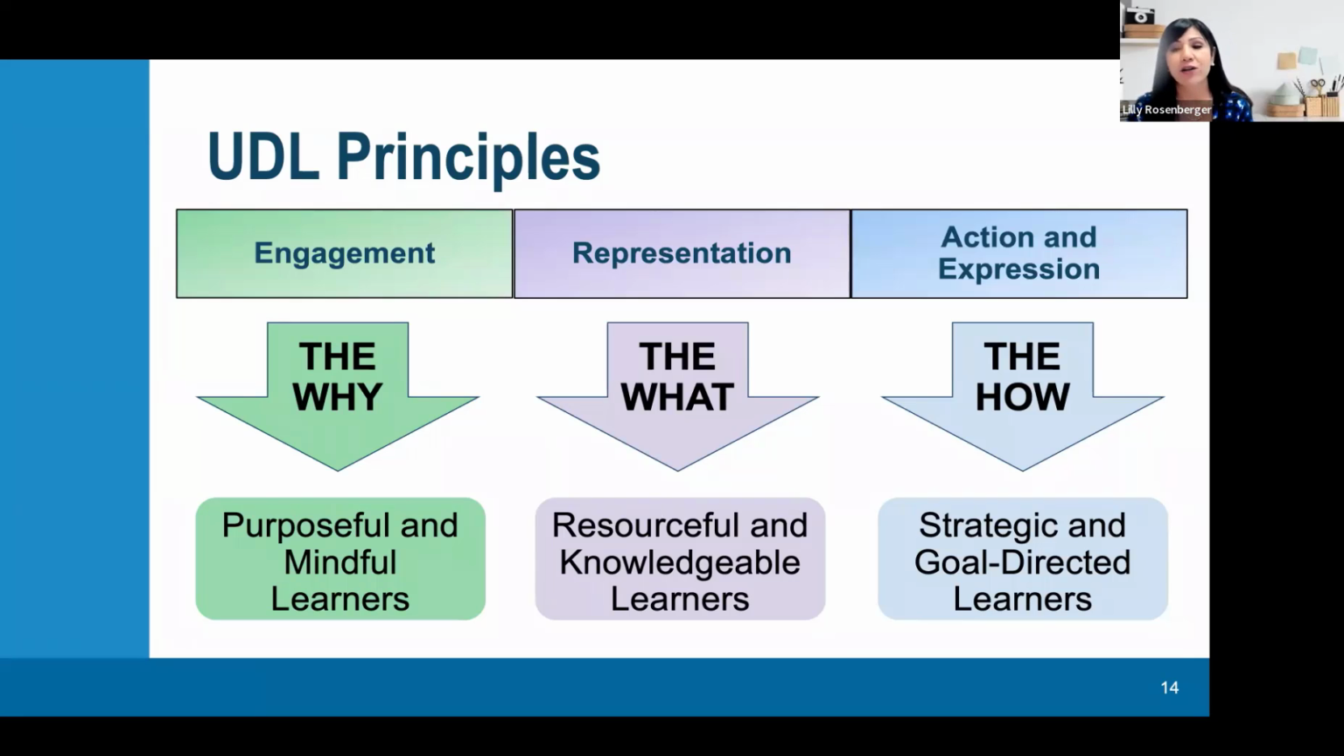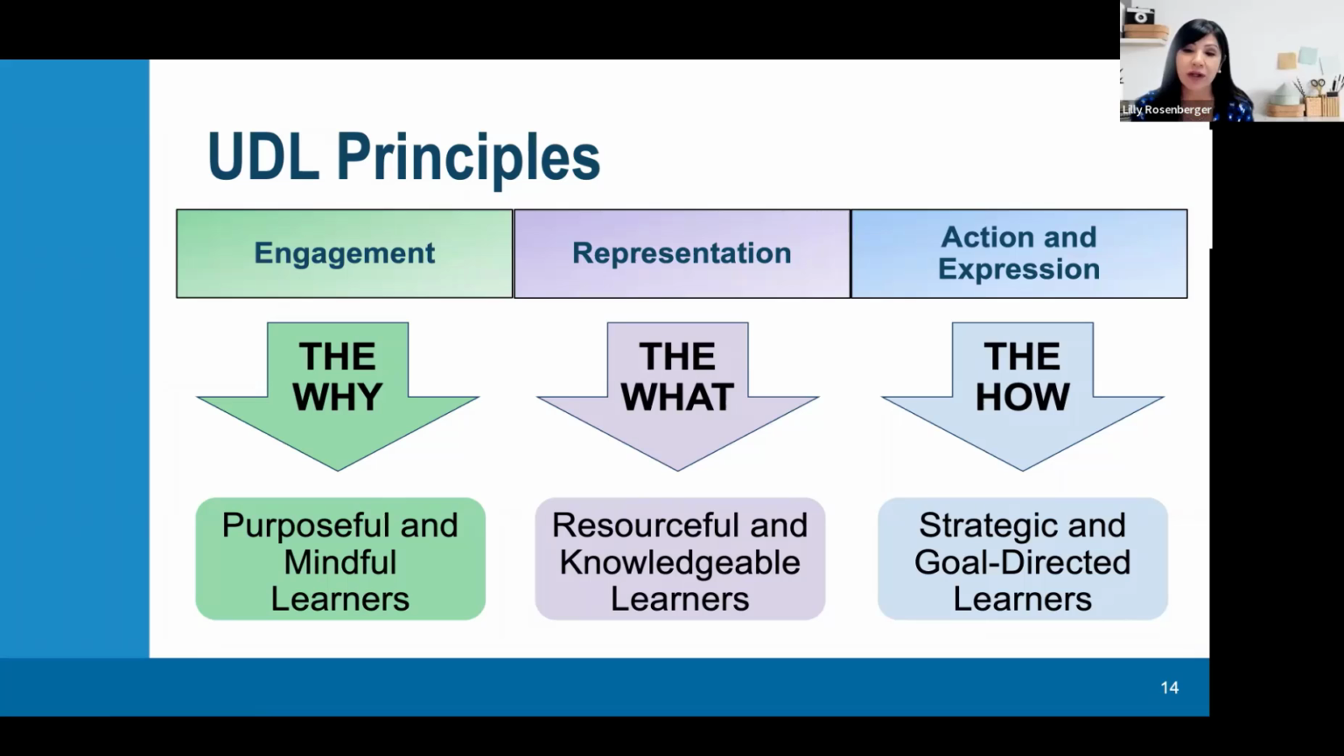Finally, the principle of action and expression can be considered the how of learning, in that it describes options for how students demonstrate the skills and knowledge they've acquired. Barriers related to this principle might include physical limitations, dysgraphia, or lack of goal-setting strategies. Regardless of the barrier, UDL provides a framework by which we can systematically address and remove them when appropriate.